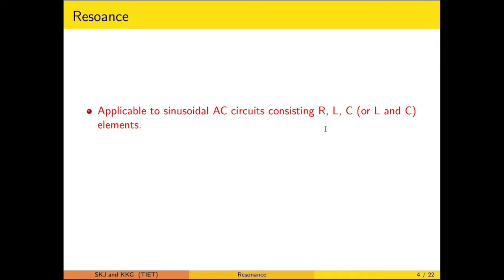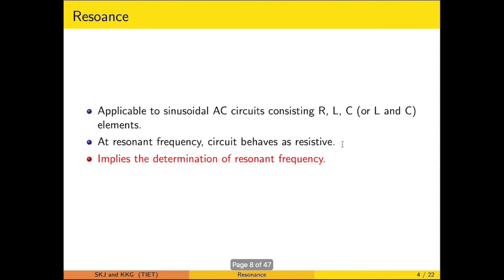However, when the resistance approaches 0, the circuit becomes an LC circuit. At resonance, the circuit behaves as resistive, whether it is a series or a parallel arrangement. We will be discussing and exploiting that in detail.